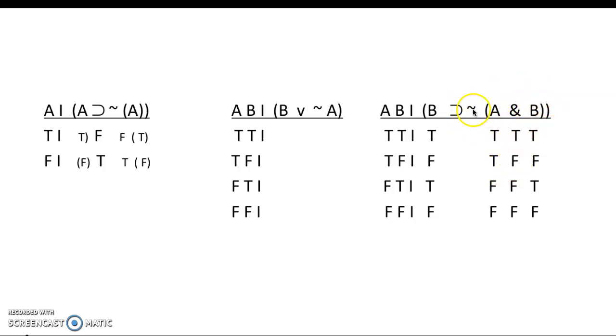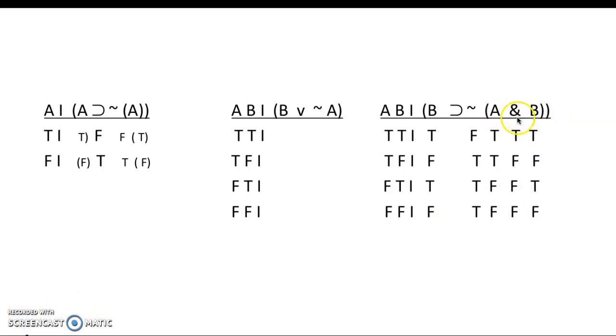So the complex sentence here is not (A and B). So let's work backwards. We first need to figure out what the truth value of A and B is. Well, since we know that whenever A and B are true, the entire sentence is going to be true, we put true here. Whenever any of these is false, then the truth value will be false. And that's why we have false all the way out here, because here we have instances of false where either A or B is false or both are false.